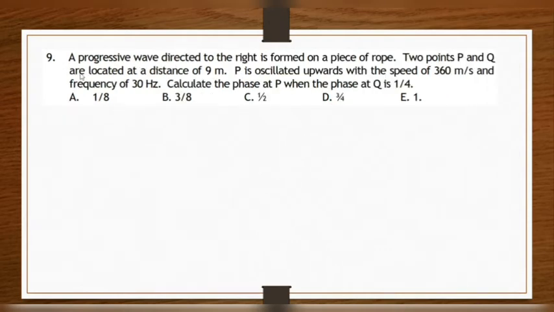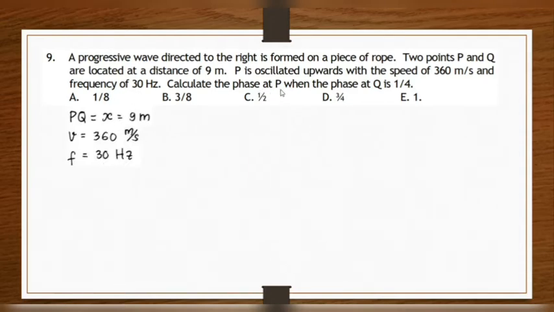Number 9. A progressive wave directed to the right is formed on a piece of rope. Two points P and Q are located at a distance of 9 meters. P is oscillated upwards with a speed of 360 meters per second and a frequency of 30 Hz.